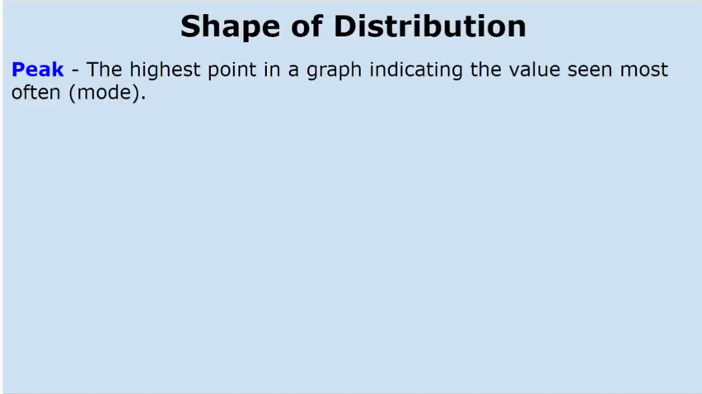Our third term, when speaking of shape of distribution, is peak, the highest point in a graph, indicating the value that's seen the most often. We know this is mode.